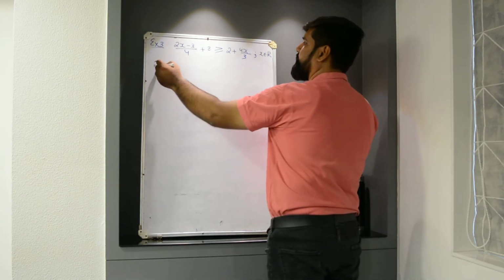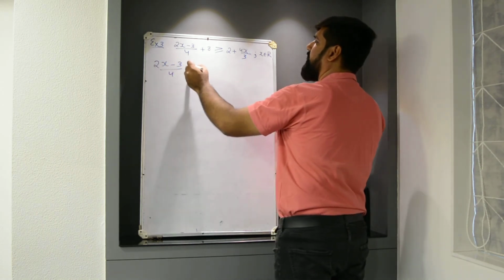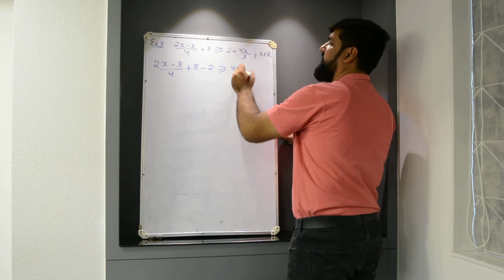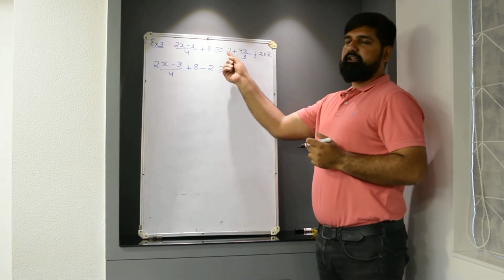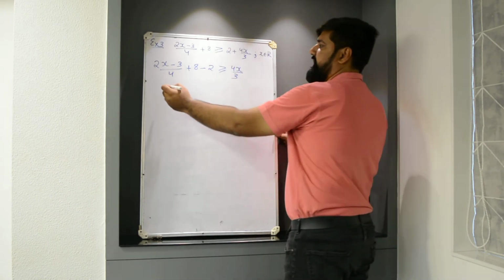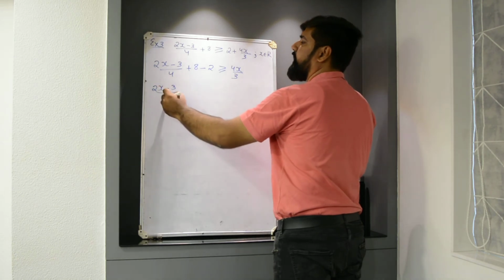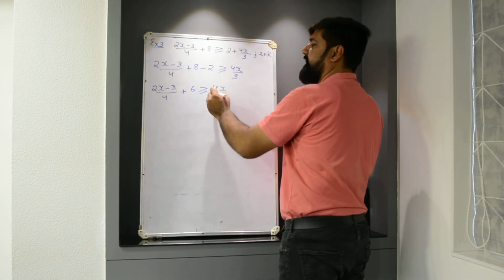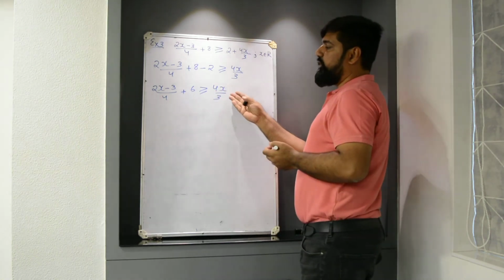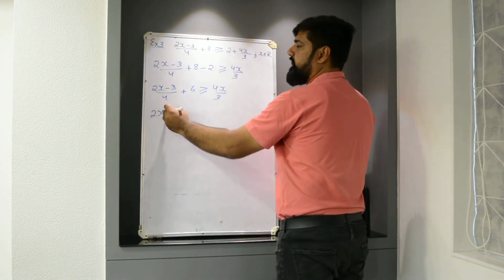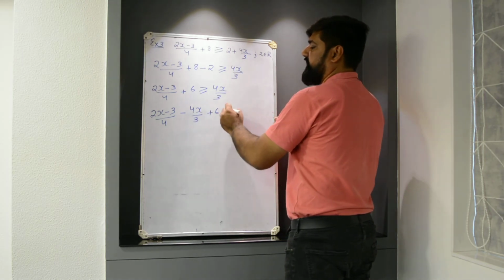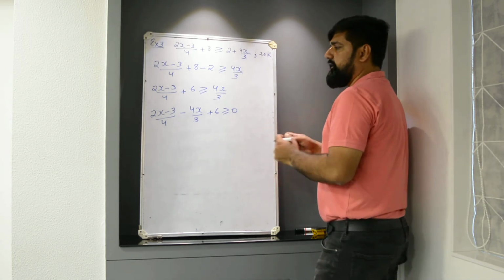So what we'll do is (2x minus 3)/4 plus 8 minus 2 is less than or equal to 4x/3. I moved the 2 to that side, so it became minus 2. So next this will become (2x minus 3)/4 plus 6 is greater than or equal to 4x/3. Okay, we can do one more thing. We'll transport this 4x/3 to that side. So this will become (2x minus 3)/4 minus 4x/3 plus 6 is greater than or equal to 0.